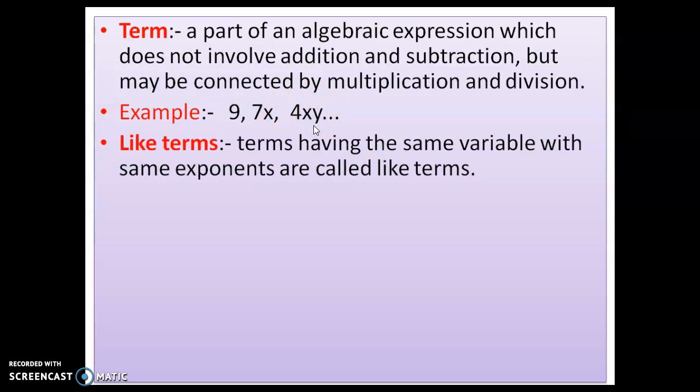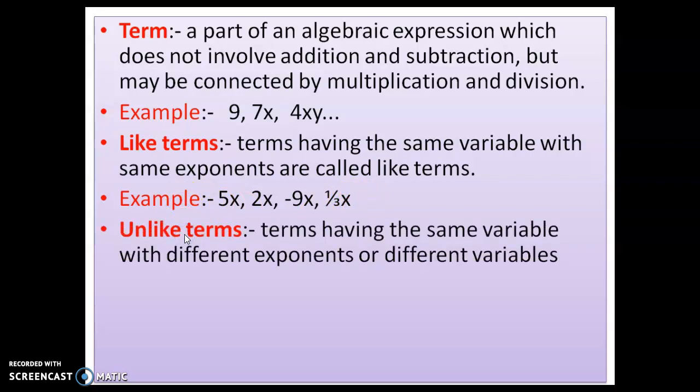Like terms: terms having the same variable with the same exponents are called like terms. Example: 5x, 2x, -9x, 1/3x. Understood now? All these terms have x as the variable with the same power 1. Exponent means power. Each is x to the power of 1. Only the number, that is the coefficient, differs. The rest of the variable part is the same. So these are like terms.